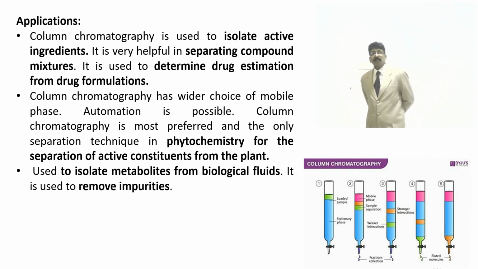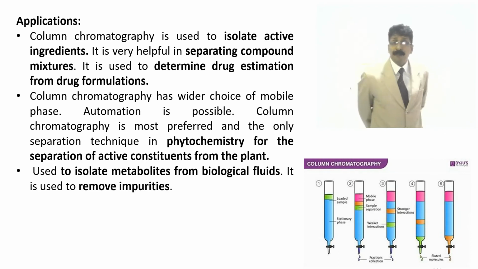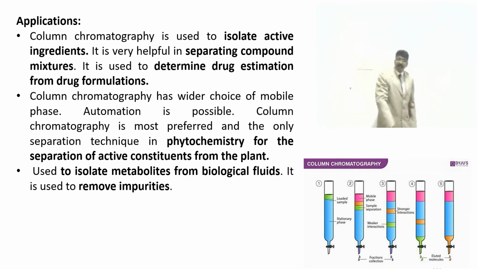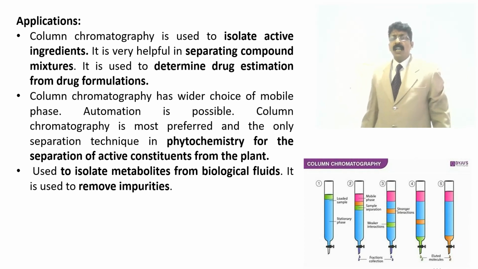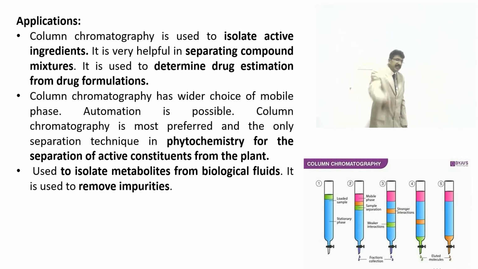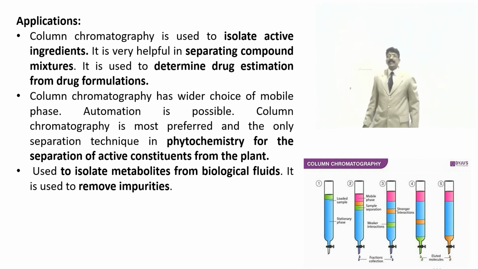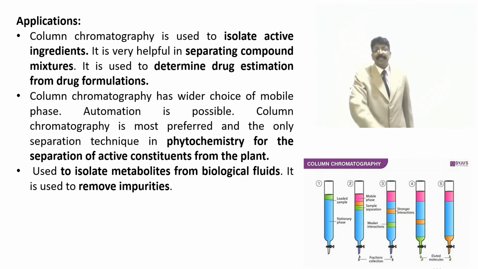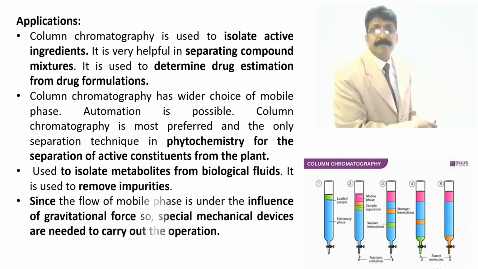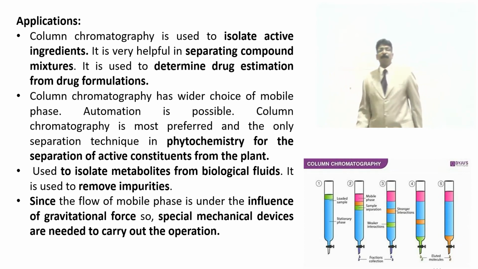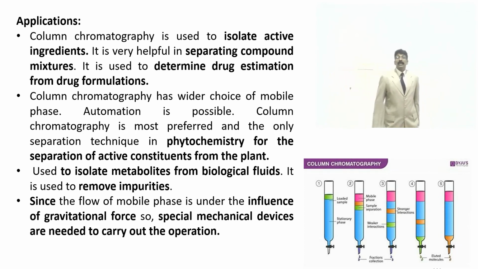It is used to isolate metabolites, biological fluids also, and it is used for removing impurities. It's not only for phytochemical investigation; it is for almost all other formulations and constituents, even biotechnology and biopharmaceutics. Biological fluids can also be separated. Removing impurities can be done by means of column chromatography. Since the flow of mobile phase is under the influence of gravitational force, special mechanical devices are needed to carry out the operation.